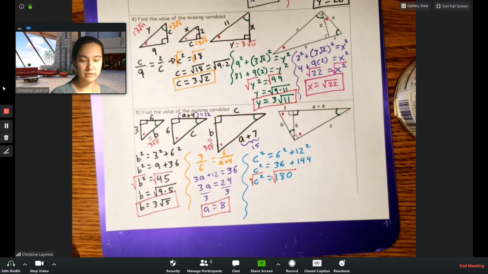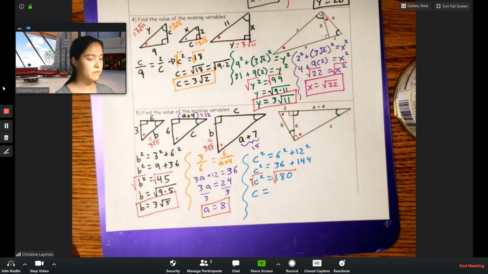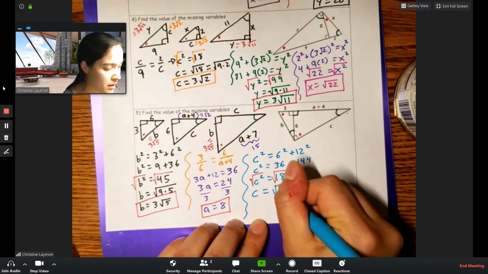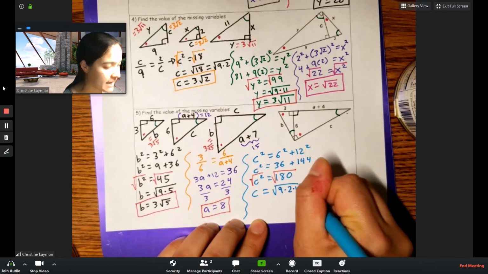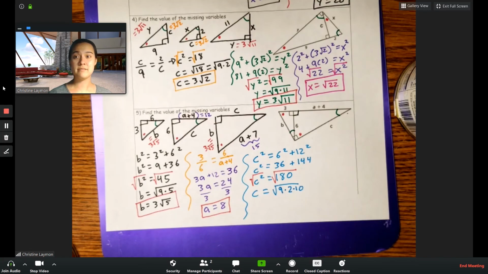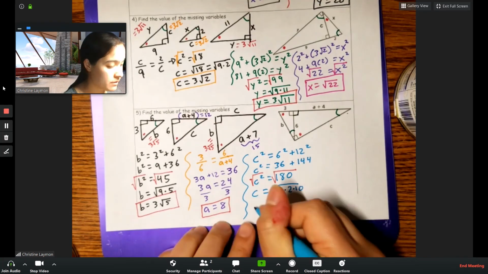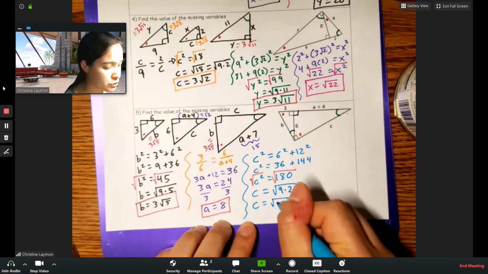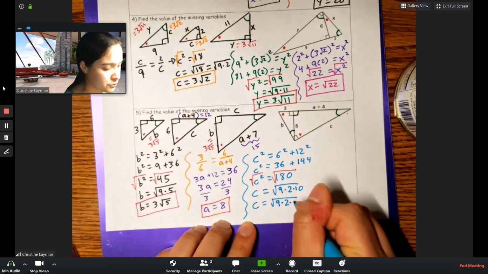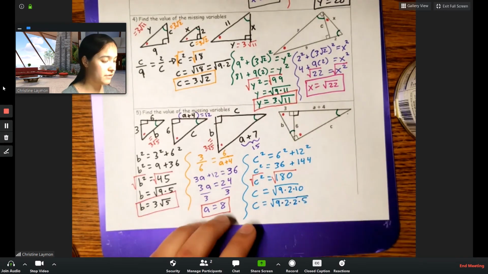Okay, so as I do that, coming down to my next line here, I have c equals, and I say, okay, well, what do I really have here? Remember, I know 18. 18 is 9 times 2. So 180, well, that's 9 times 2 times 10. Let's go ahead and start with that. Square root of 9 times 2 times 10. Now, that 10 is really 2 times 5. So I have c equals square root 9 times 2 times 2 times 5.